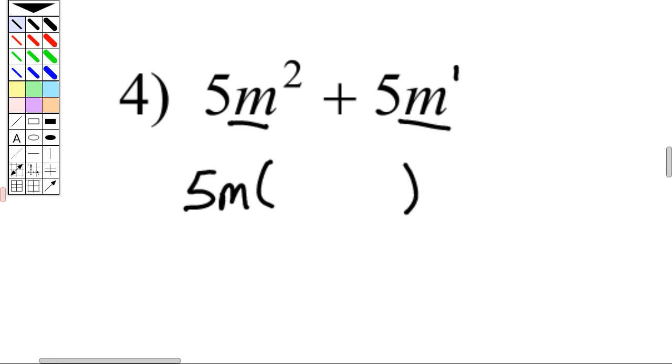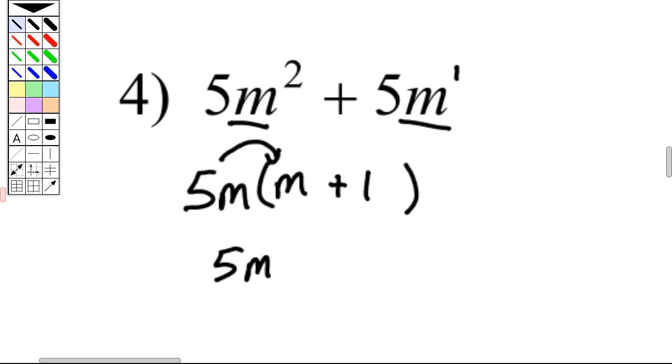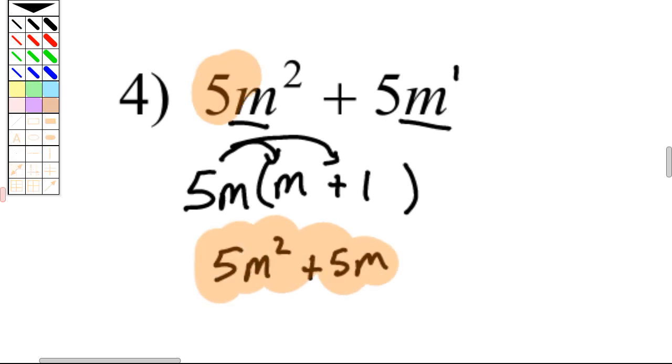5m times what makes 5m squared? Well, I already got the 5, but I need one more m. 5m times what makes 5m? Well, times itself, times 1. We could always check to make sure we got it right. Just multiply it out. What's 5m times m? 5m squared. What is 5m times a positive 1? Positive 5m. And if you get the original, that's how you know you did it correct.